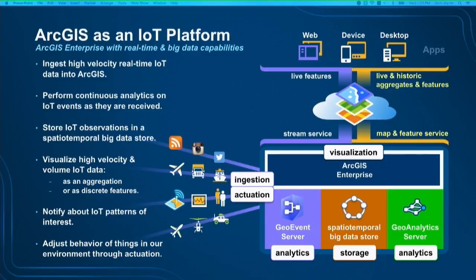What we do with GeoEvent as well is perform real-time continuous analytics on the data as it's being received. This is different from more traditional types of GIS analysis where you're going back and looking at a day, a week, or a month's worth of data, looking for patterns. With this, you configure it so that we're looking for these patterns as data is received in real time, so that you can then act upon it, as Adam mentioned, when we want to do some actions later on.